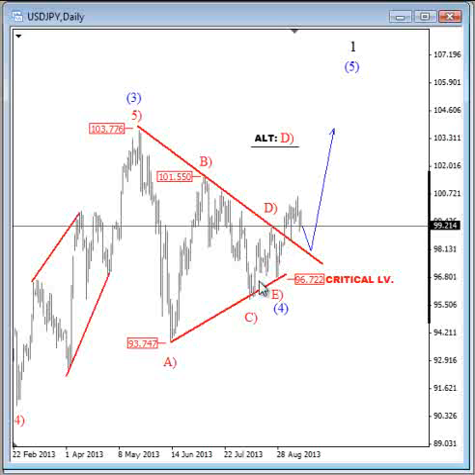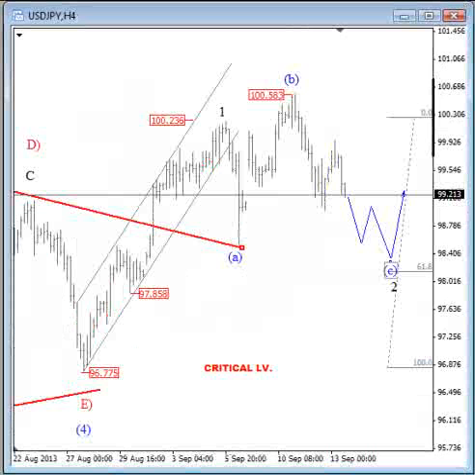Now I also labeled here the alternate count, which suggests that this was actually not the end of a wave 4, but we are still only in wave D here, and that we'll see more sideways price action. I would go with this wave count if we stay below those highs for the next 5 trading days, because in such a case this wave 2 would already be taking too long to take shape.